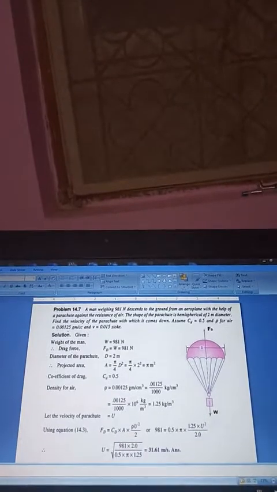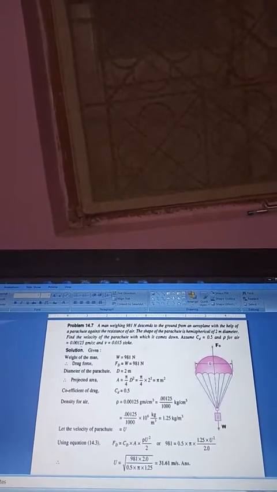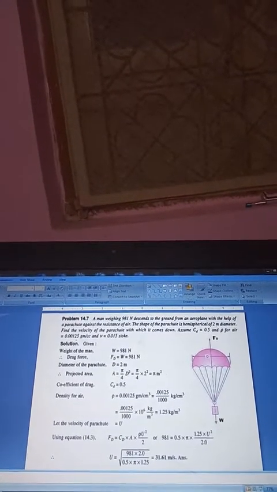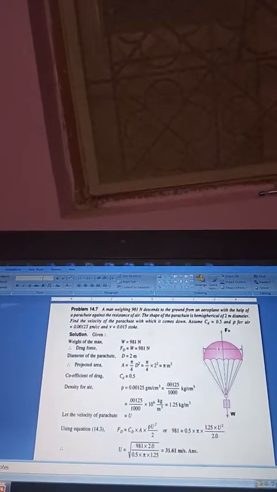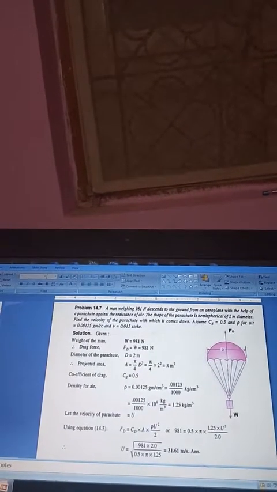So it is a very simple numerical now. Fd is equal to CD into A into rho u square by 2. Our aim is to find capital U, the velocity of the parachute. So put the value of Fd 981 and all the values, CD, capital A, rho, which is given as 0.00125 gram per cc, that is cubic centimeter. So convert it into kilogram per meter cube, and it is coming as 1.25 kilogram per meter cube. So if you calculate, you will get the velocity of the parachute as 31.60.